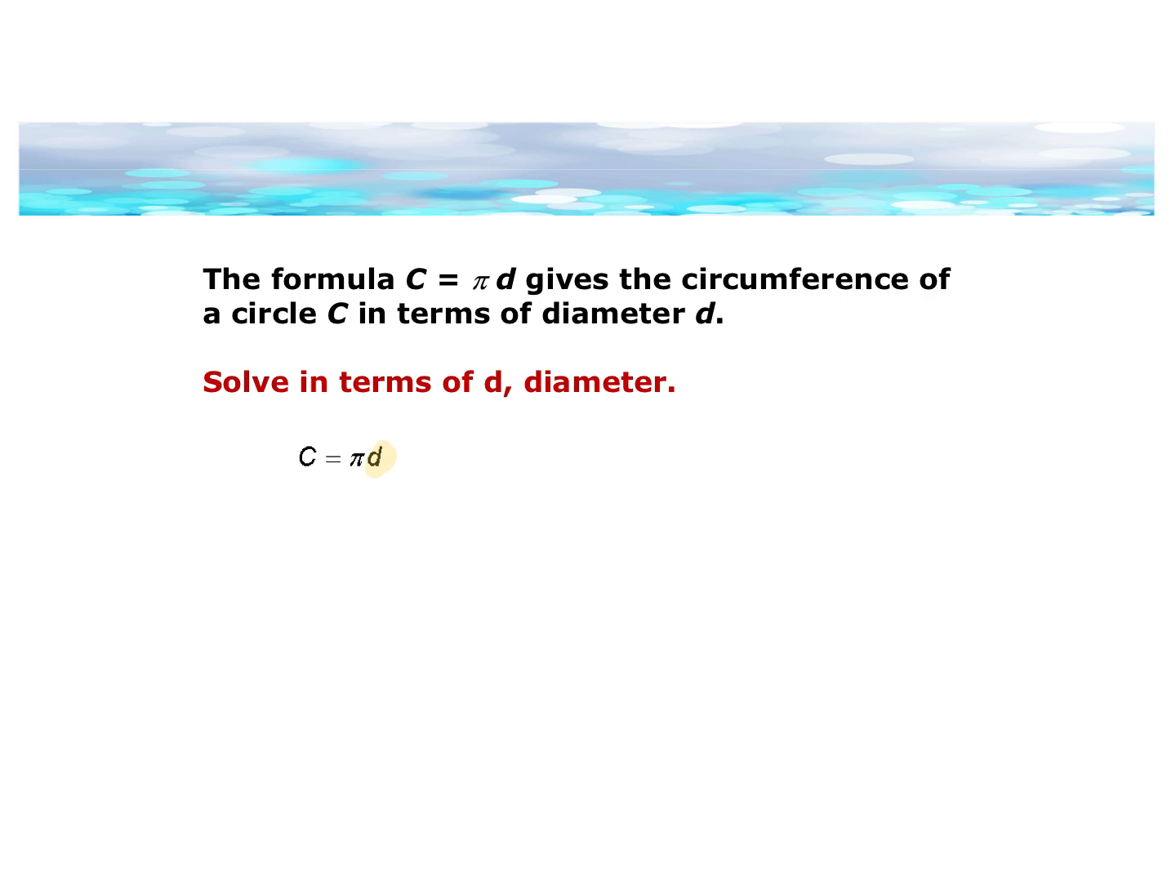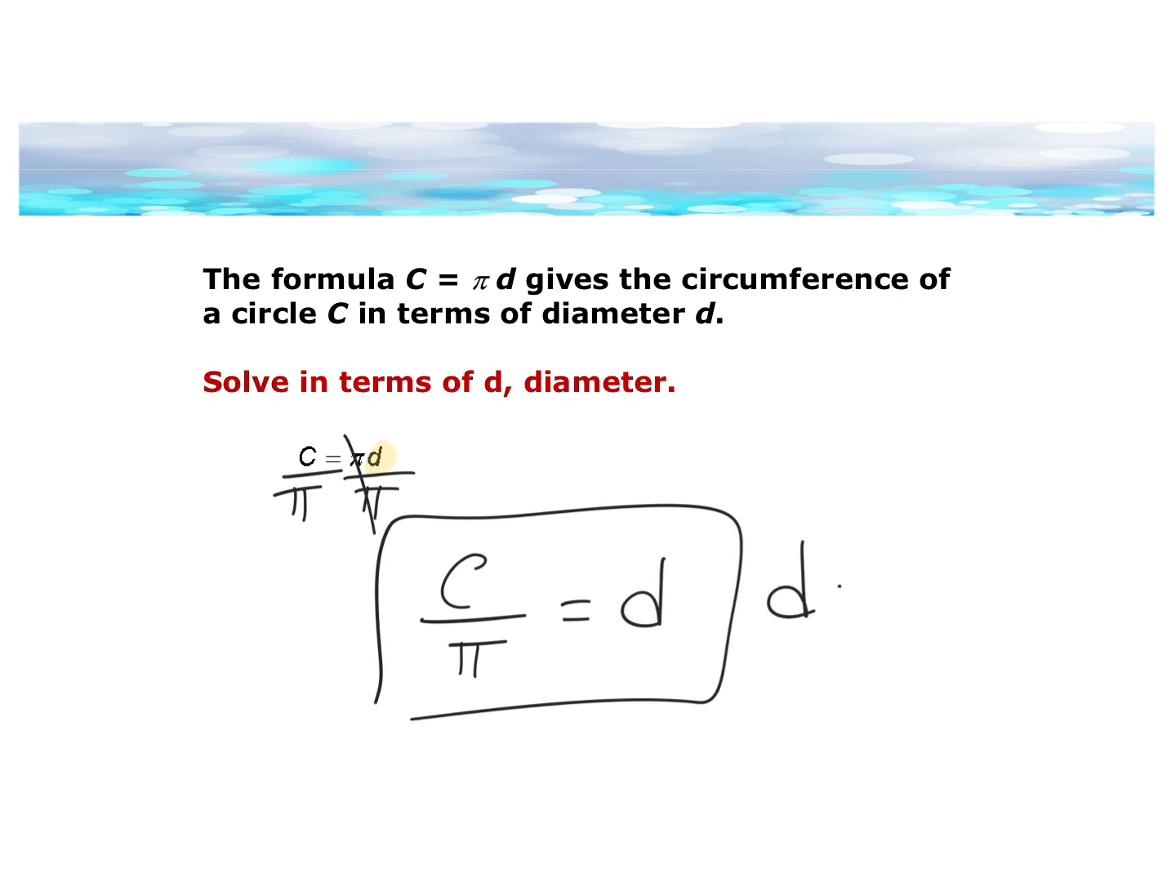So the pi is being multiplied by the d. So we're just going to divide out pi. Okay, so remember, pi is just a number. Whatever you do, you can move it around. Same with any variable. So we're going to get C over pi equals d. That is your answer. You can also write it as d is equal to circumference over pi. And either one is okay, which is good to know.